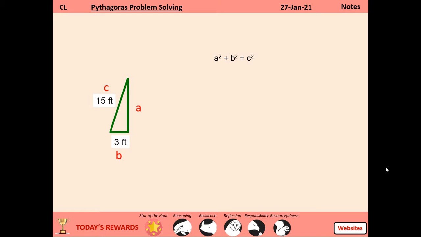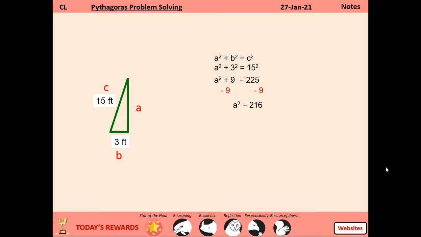We know our formula: A squared plus B squared is equal to C squared. Replace the B with 3 and replace the C with 15. 3 squared gives me 9 and 15 squared gives me 225. If you don't know what 15 squared is, you can always use your calculator. Then what can I do? You guys know how to solve equations using powers. Subtract 9 from both sides. A squared is equal to 216.